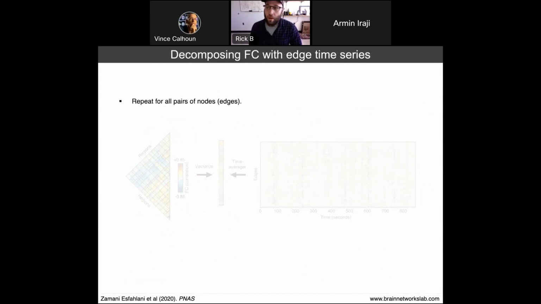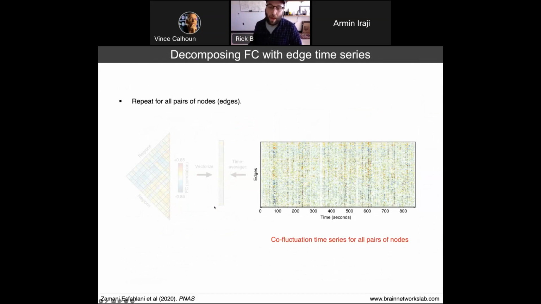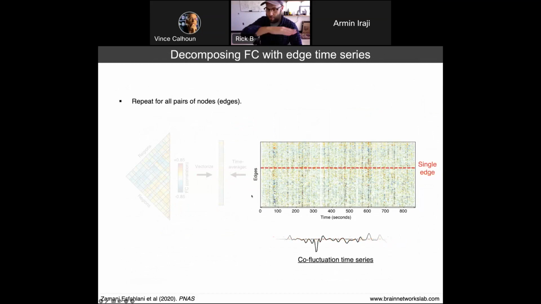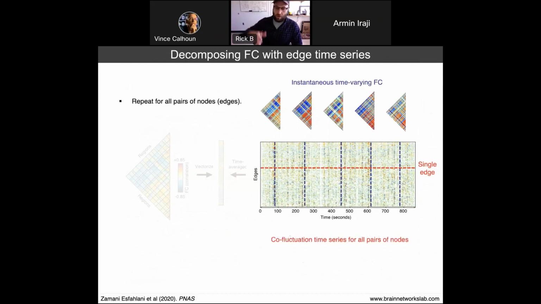Okay, so let's say we repeat this procedure now for all pairs of nodes, and what we get back is a matrix that looks something like this: time by edges. If we were to slice this across, for any given edge, it gives us a single cofluctuation time series. If we were to slice this at any instant in time, we have the instantaneous cofluctuation between all pairs of brain regions. These are the upper triangle elements of a node-by-node matrix, which we can essentially regard as a network. It is giving us instantaneous time-varying cofluctuations.